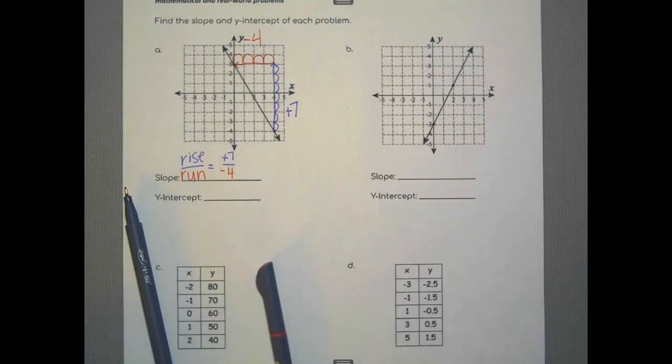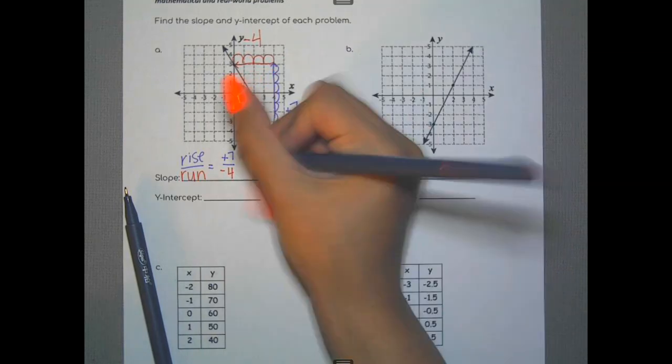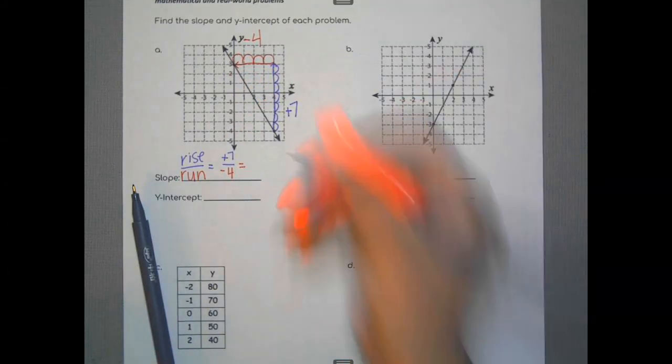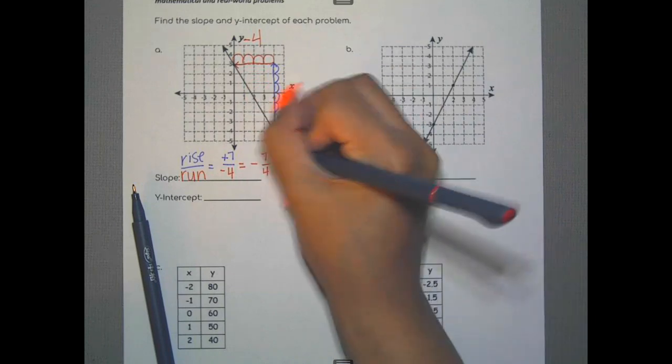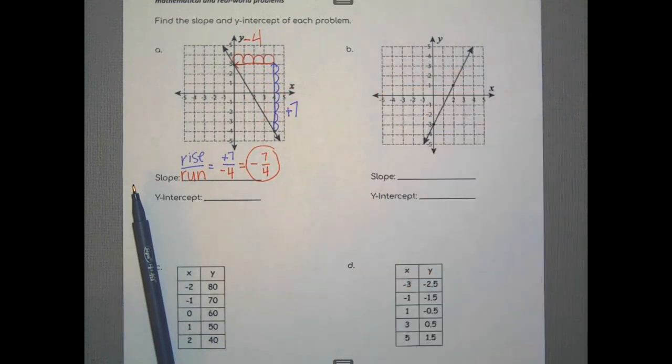And when we have a graph, I do like to see your slope stay as a fraction because that's easier to tell how many I'm going up and how many I'm going over instead of when we turn it into a decimal. The only thing I'm going to do, I'm going to rewrite it and I'm going to put this negative sign in front of the whole number. So I'm just going to put -7/4 as my slope. Okay.